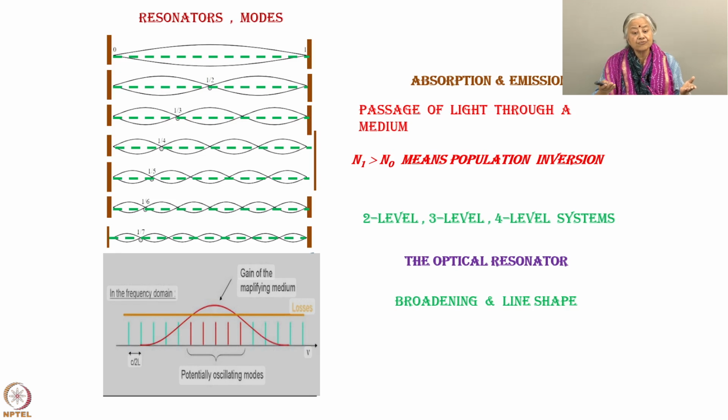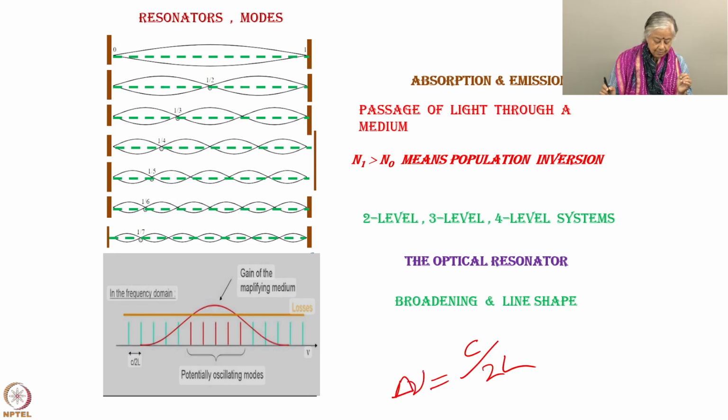When I say modes, they are a kind of frequency, okay. And actually these modes are spaced out as c by 2L. This is this delta nu. Okay. So, c is the velocity of light, and L is the length of the resonator. That means this whole length. So, they are all nicely equally spaced and the spacing is given by this. Okay. Now, let us go to the next one.